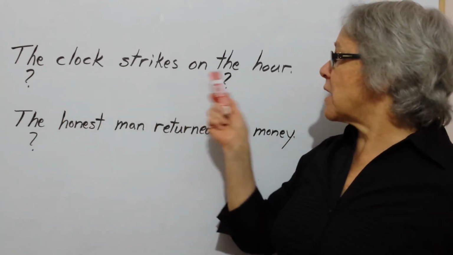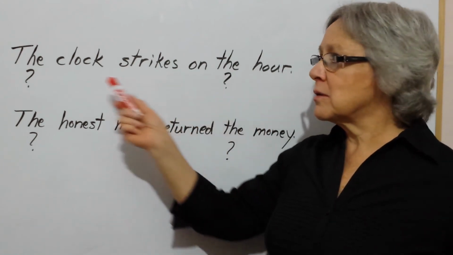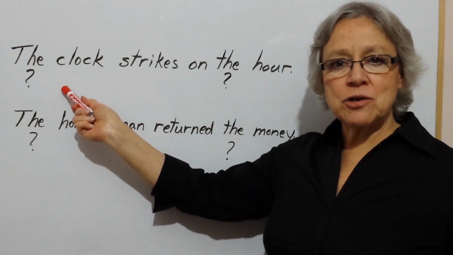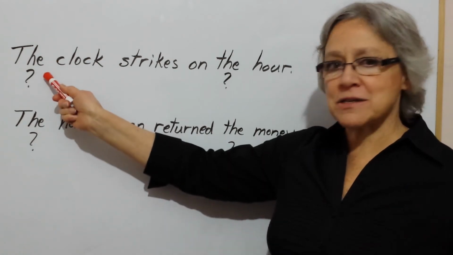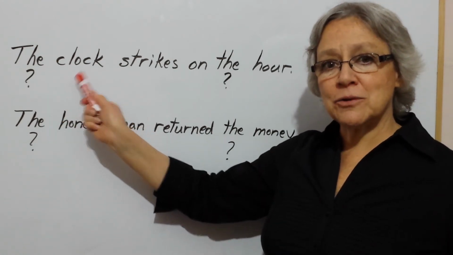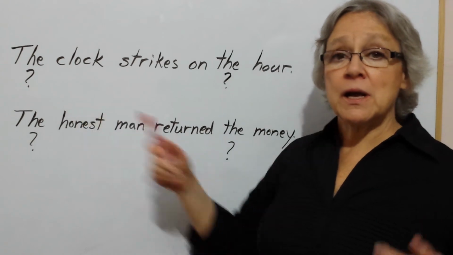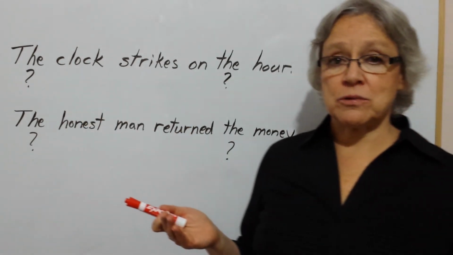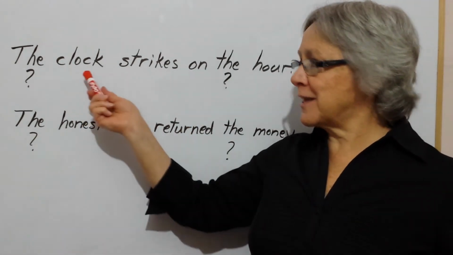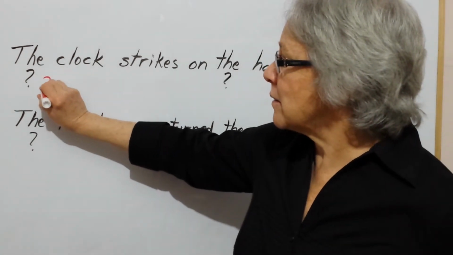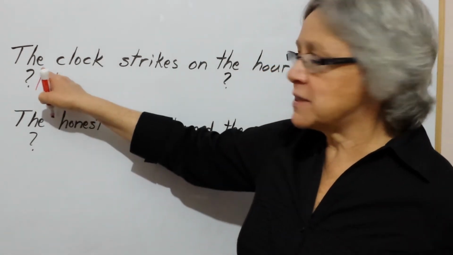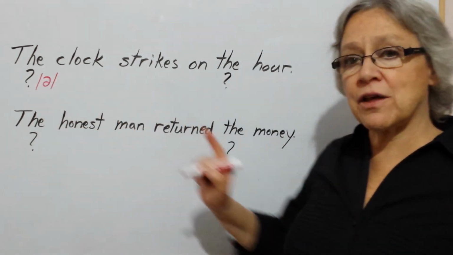Clock strikes on hour. So how do I pronounce this? Clock. Okay, so clock begins with what? A consonant sound or a vowel sound? It's a consonant sound, it's k. So I would use the pronunciation for that. The clock, the clock.